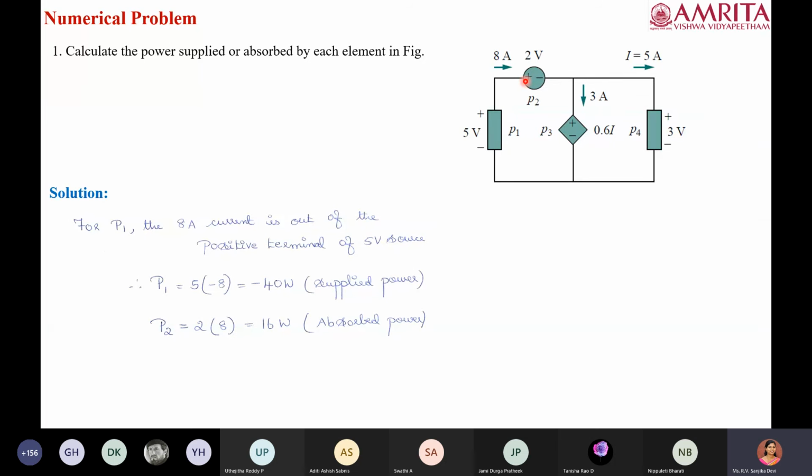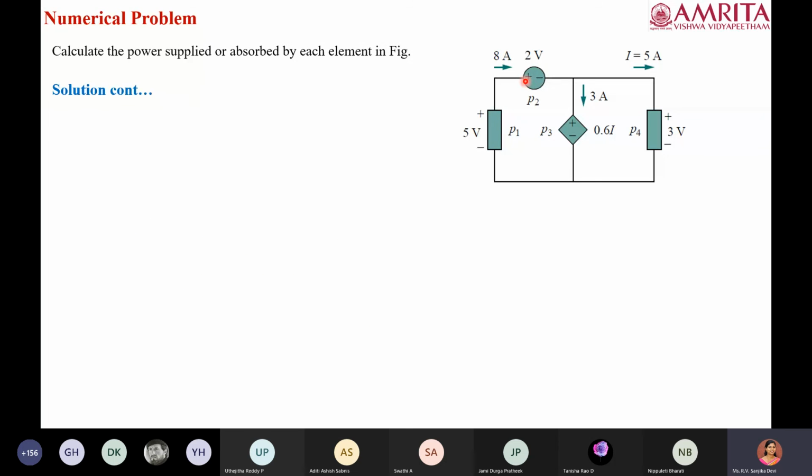Coming to P3, 9 watt. Here the voltage of the third element is 0.6 into I, where I is 5 ampere, and the current is entering into the positive terminal, so it is absorbing the power. It is 9 watt absorbed power. And coming to the fourth element, 15 watt, and it is again absorbed power, because current is entering into the positive terminal.